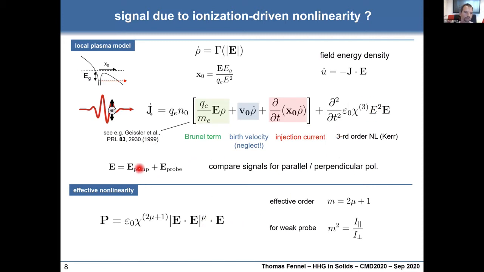The last point is now, if we simulate this with pump and probe fields as in the experiment, we can compare signals for parallel and perpendicular polarization of these two fields. And that's very nice, because if you consider the process to be described by such an effective nonlinearity, then the parallel configuration is expected to produce much more intense signal. In detail, if you associate an effective order here, 2μ plus 1, to this nonlinearity, you would expect to directly see the effective order of nonlinearity by just comparing the signal ratios.